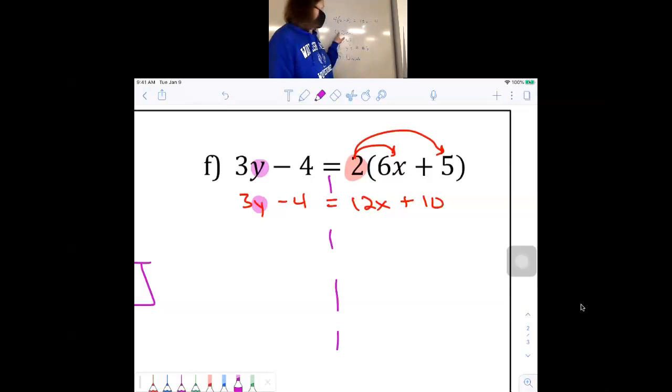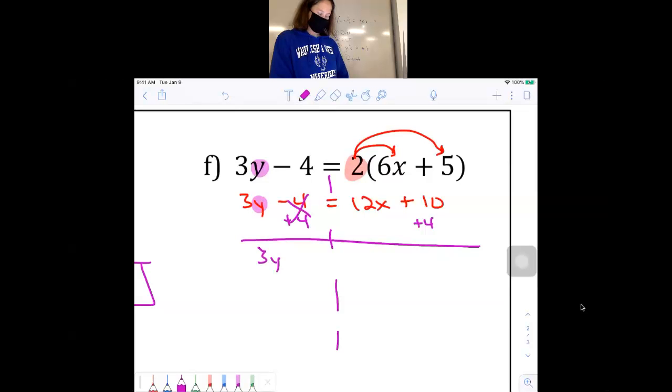So I distributed. Are there any like terms that I can combine on either side? Because 12x and 10 don't like each other, and neither do 3y and -4. Do I have just the y's on one side and everything else on the other side? I need just that y term, that 3y, to be by itself on one side. Perfect. Now, what am I going to add 4 to? You guys got this.